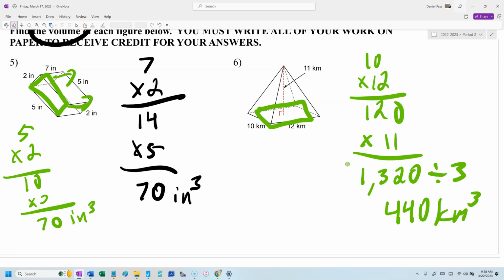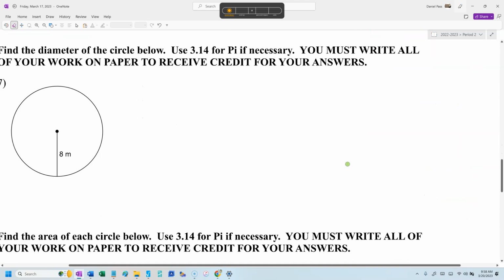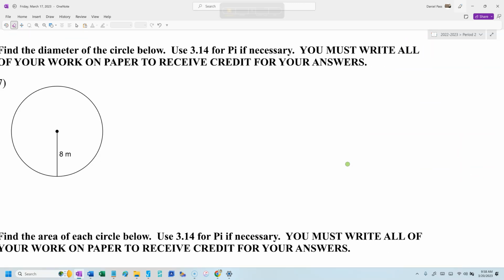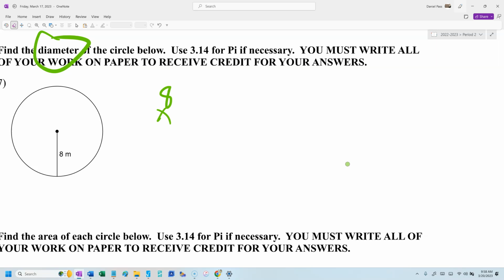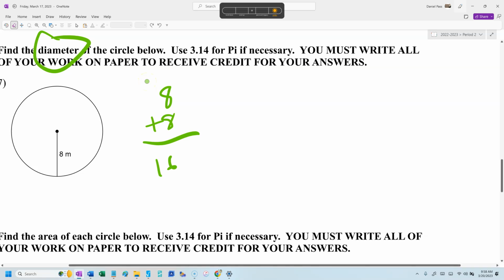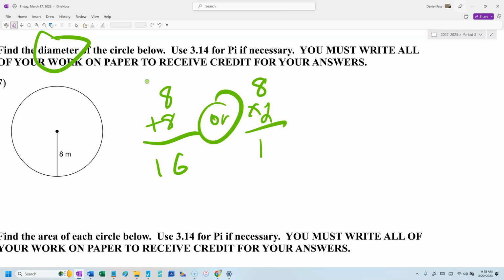Now it's Connor coming from L.A. Connor! Okay, how do we do number 7? You have to find the diameter, and the radius is 8. So you do 8 times 2, which equals 16. Either way is the same, right? 8 times 2, 16. So it's meters.